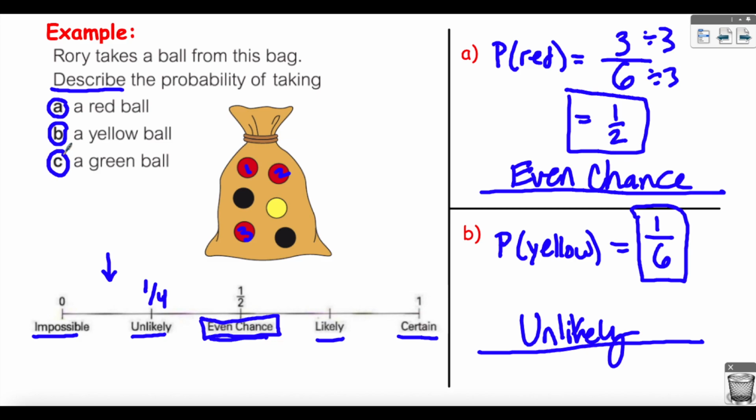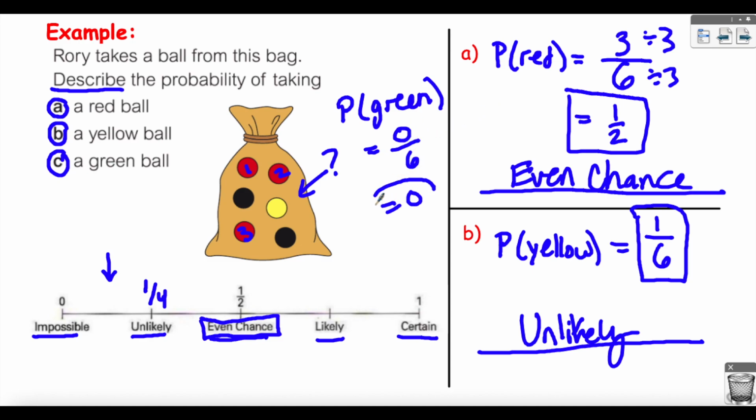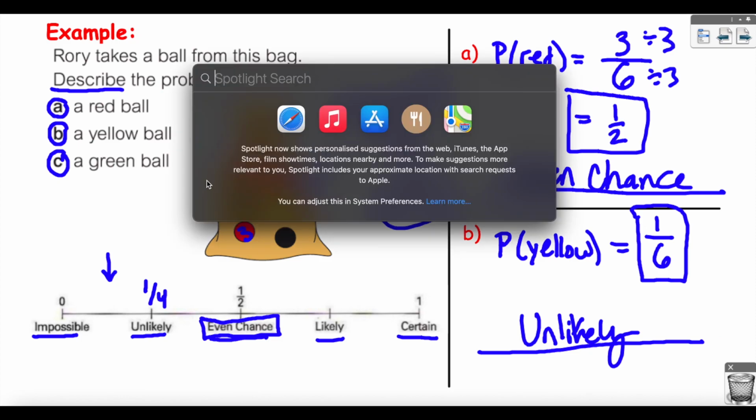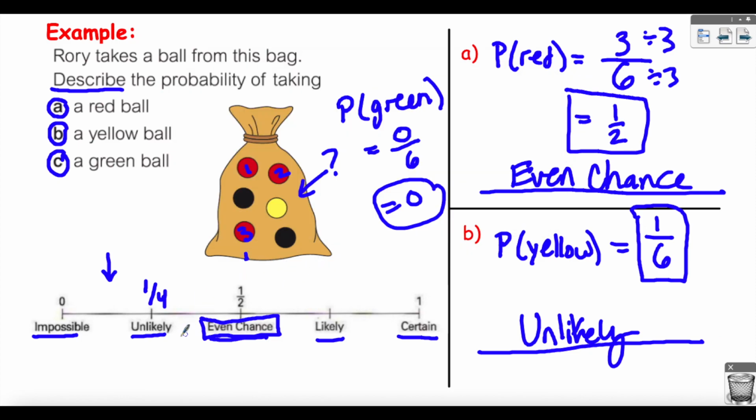This one says, find the probability of getting a green ball. What you notice about this is there are no green balls. So when you go to find the probability of a green, there are 0 greens out of 6. And you know that 0 divided by anything is 0. So there's a 0% chance. If you were to describe green, it would be impossible. There's no way Rory would go into this bag and pick a green out.